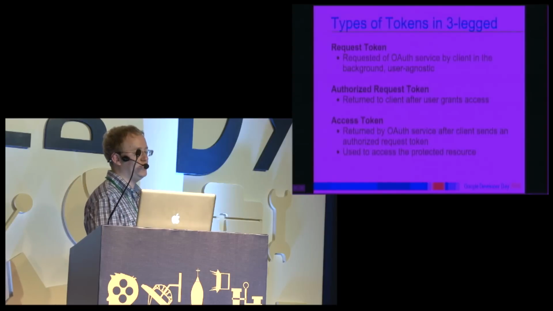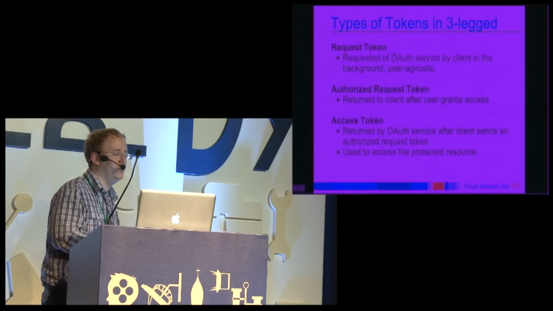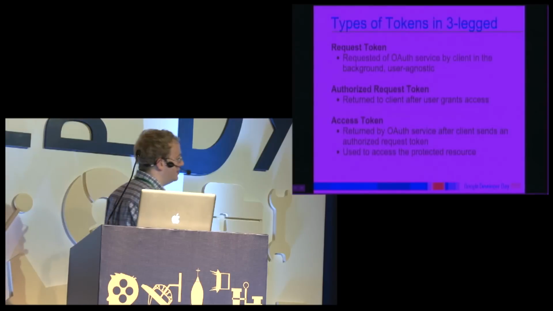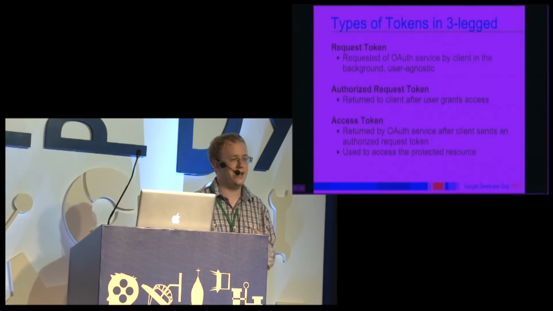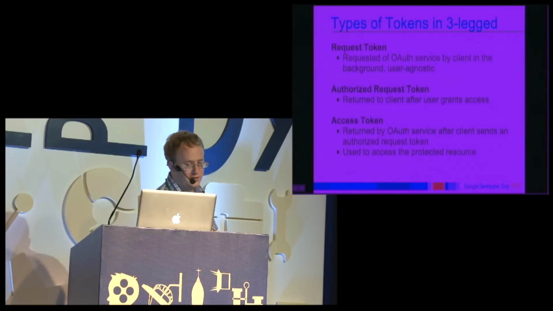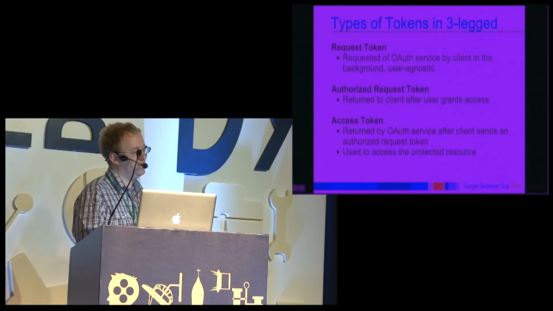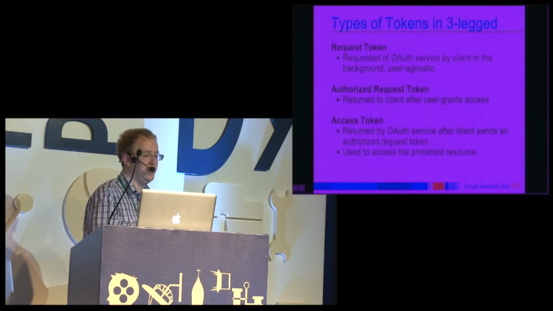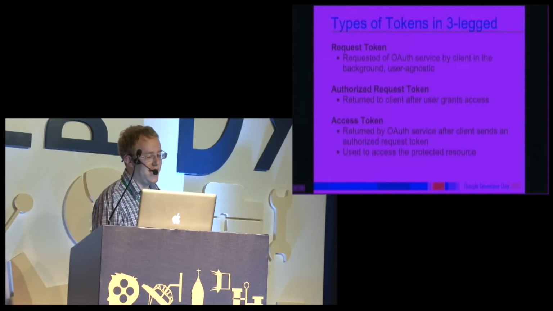There are a couple different types of tokens with the three-legged OAuth scenario. So with the scenario where an individual user is granting access via that website, authorize, deny, there are a couple different types of tokens. Basically, the application creates a request token, it gets it authorized by the user, and then exchanges that for what's called an access token. And I'm going to show this to you.